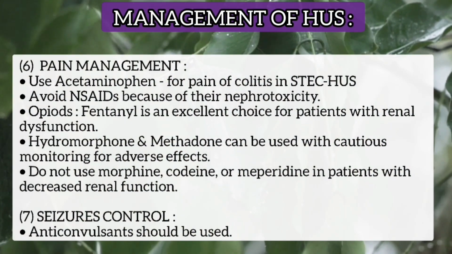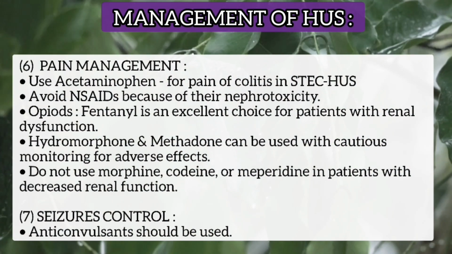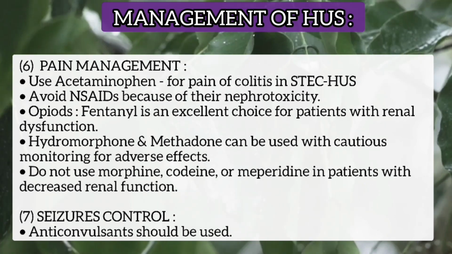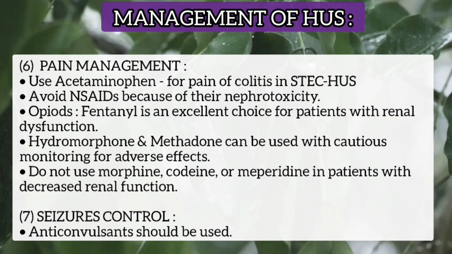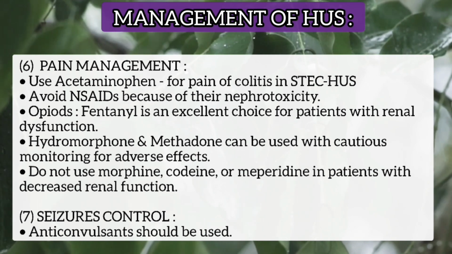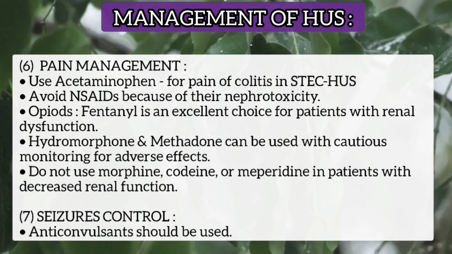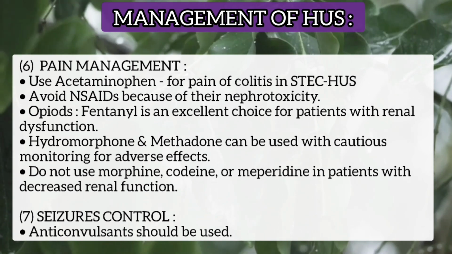Now, for pain management, use acetaminophen for the pain of colitis in Shiga toxin-associated hemolytic uremic syndrome. Avoid non-steroidal anti-inflammatory drugs because of their nephrotoxicity. Opioids can be used. In this, fentanyl is an excellent choice for patients with renal dysfunction.